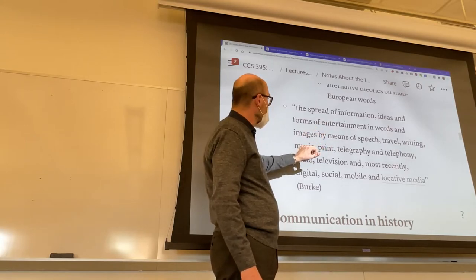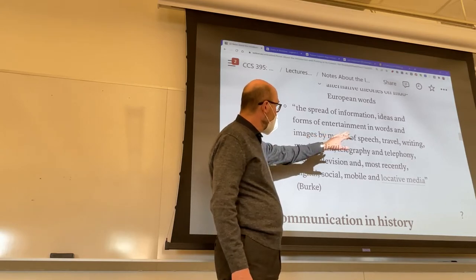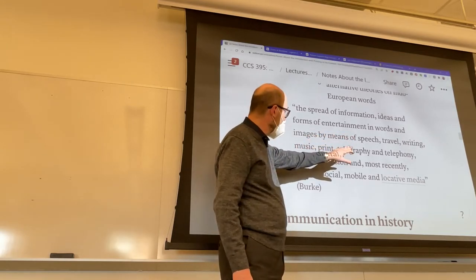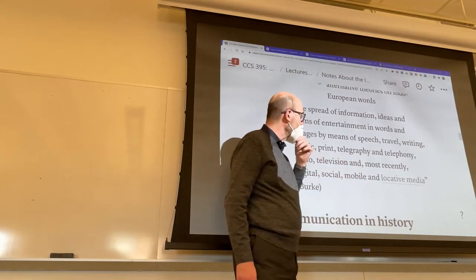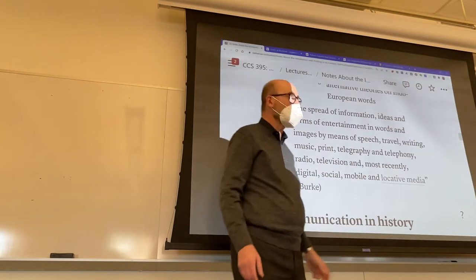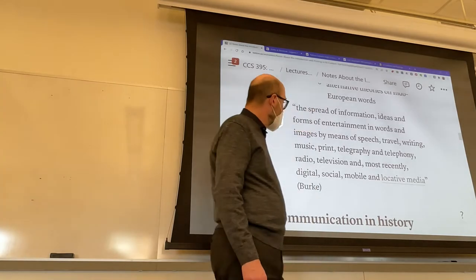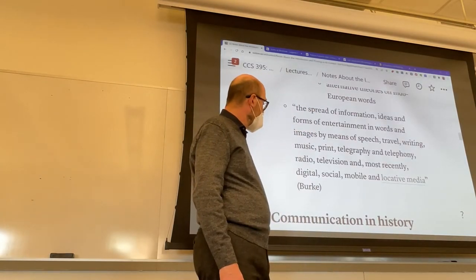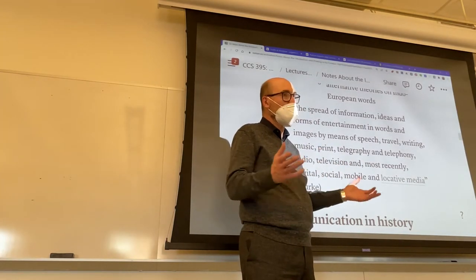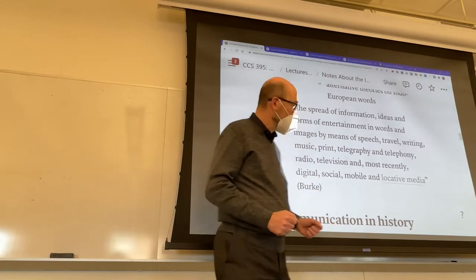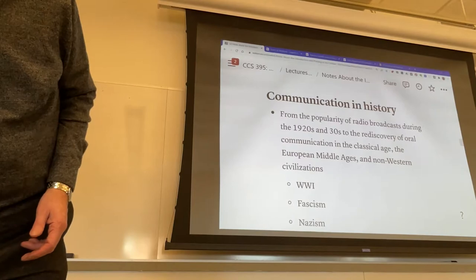That's very important as well. In words and images, by means of speech, travel, writing, music, print, telegraphy, telephony, radio, television, and most recently, digital, social, mobile, and locative media. Mobile media, of course, you understand it's phones, etc. Locative media, you can click and read the definition and examples in Wikipedia, would be any kind of media that changes their content based on location. Based on the location and therefore the users that frequent a certain area.